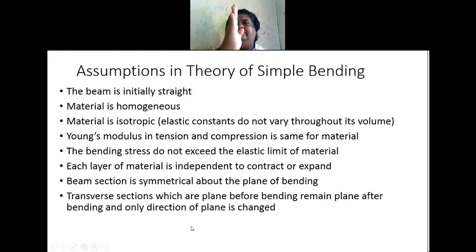That means now let us say if the cross section is like this, right? And when the beam is bent, it will bend like this, but the cross section of this beam does not change, right? Only the plane. Initially it is 90 degrees, now it is tilted like this, right? The transverse section is only changing the angle, but it is not changing its shape, right?